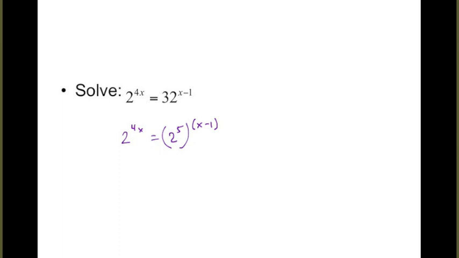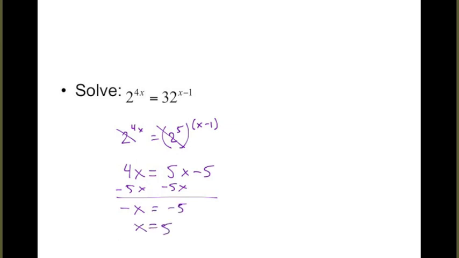If you play 2048, you might be better with your powers of 2. You see them in that game. But 2 to the 5th is 32. So now the bases are the same, which means the exponents must also be the same. So I can ignore the 2 and say 4x must equal, ignore the 2, distribute 5x minus 5. So subtract 5x from both sides. We get negative x is equal to negative 5. So x must be 5.